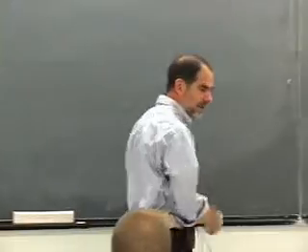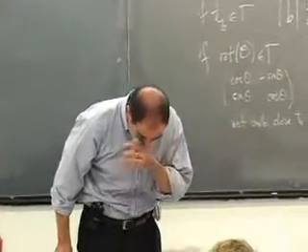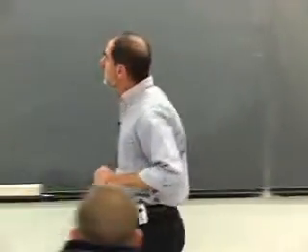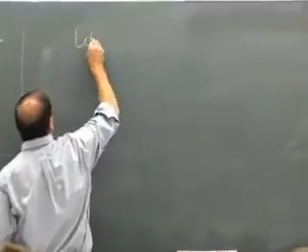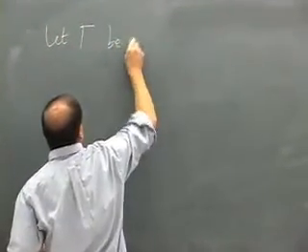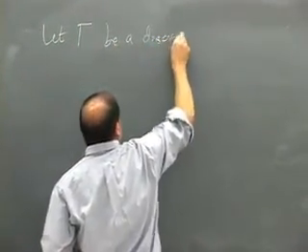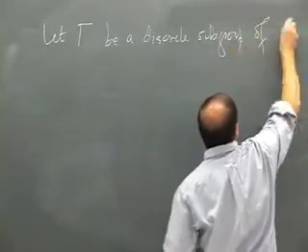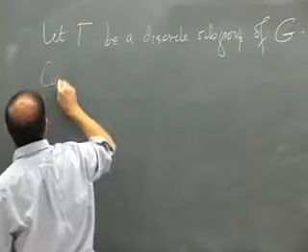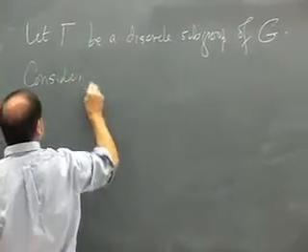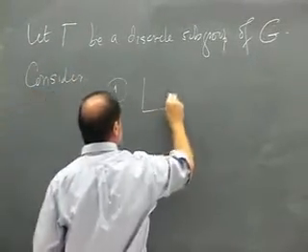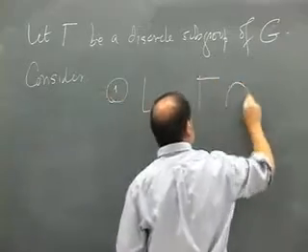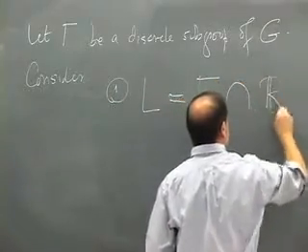Okay. So the method goes something like this. The first step: let gamma be a discrete subgroup of G. We're going to consider two things. First, we're going to consider L, which is the intersection of gamma with the subgroup of translations.